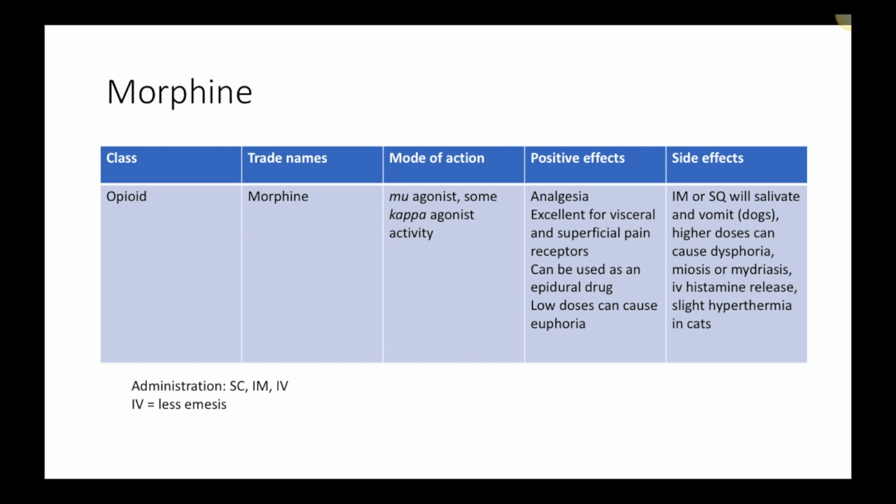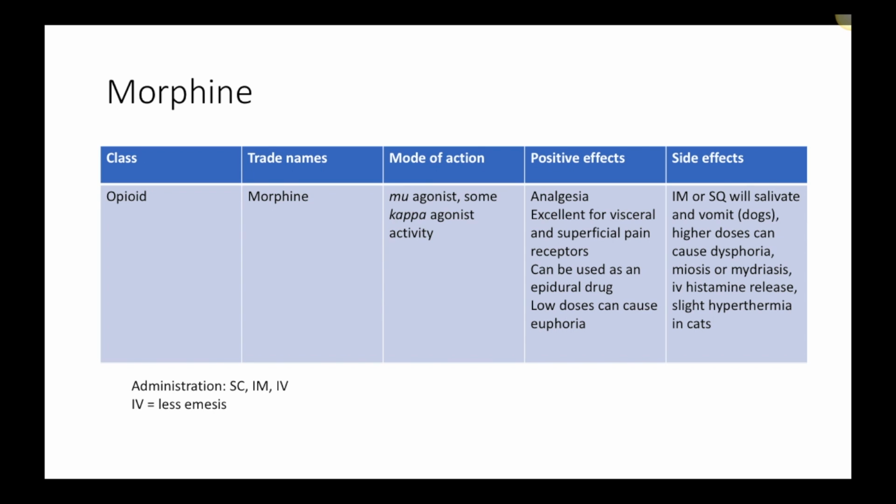All right, so we're going to talk specifically about some opioids that you will come into contact with in your lifetime. So we have trade names. We've got morphine, trade names. Essentially, it's just called morphine, so that's the generic name. I should scratch that out. You should scratch that out. There aren't a lot of trade names for morphine, so typically it's referred to by its generic name, which is morphine. Its mode of action, it's a mu agonist, and it has some kappa agonist activity.